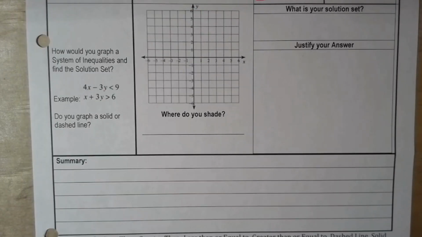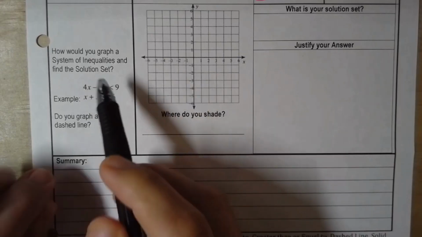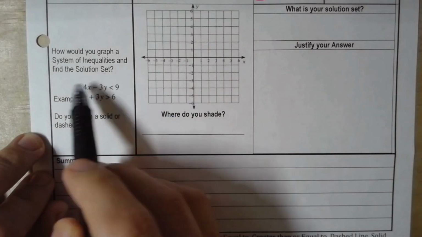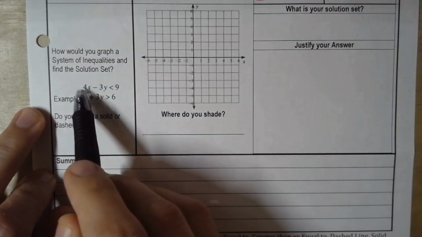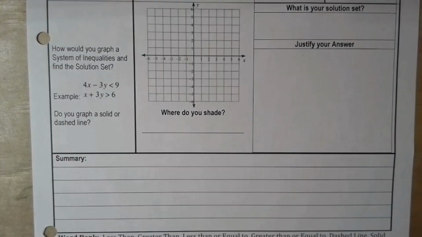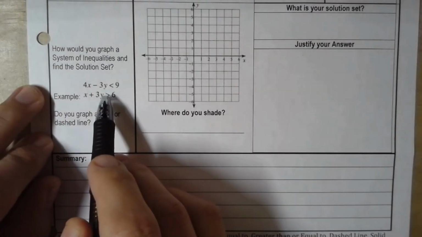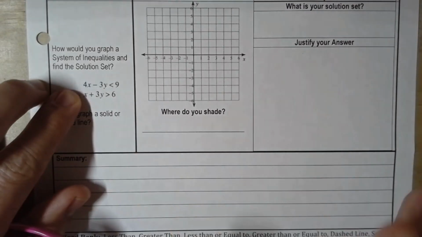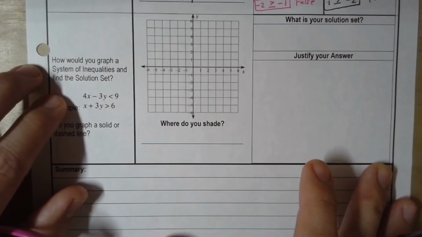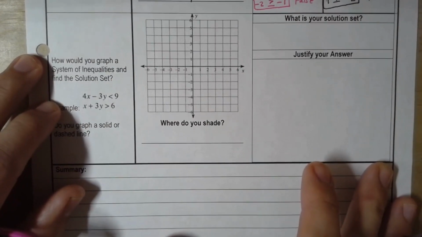Alright, on this one we run into a bit of a challenge. Notice it says, how would you graph a system of inequalities and find the solution set? However, notice this is not in slope-intercept form. Now we ran into this when we were doing inequalities previously, and we had to change these from standard form to slope-intercept form. So that means that we got a little bit of extra work to do on this particular problem. And you could run into a problem like this.